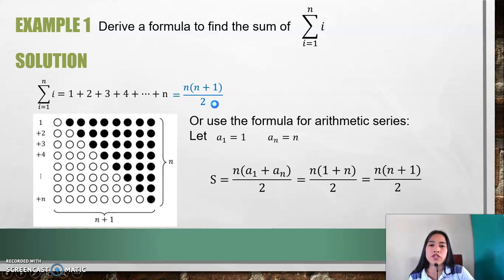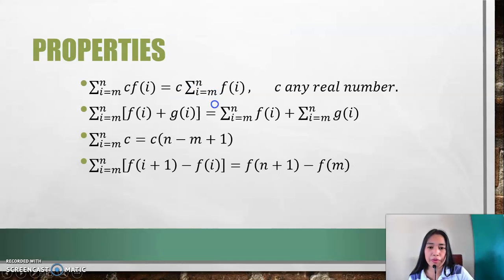Okay? So, we have also other properties. So, the first one, the summation of c times f of I from I equals m to n. So, kaning si c is a constant or any real number. So, we can rewrite this as c times the summation of f of I and so on.